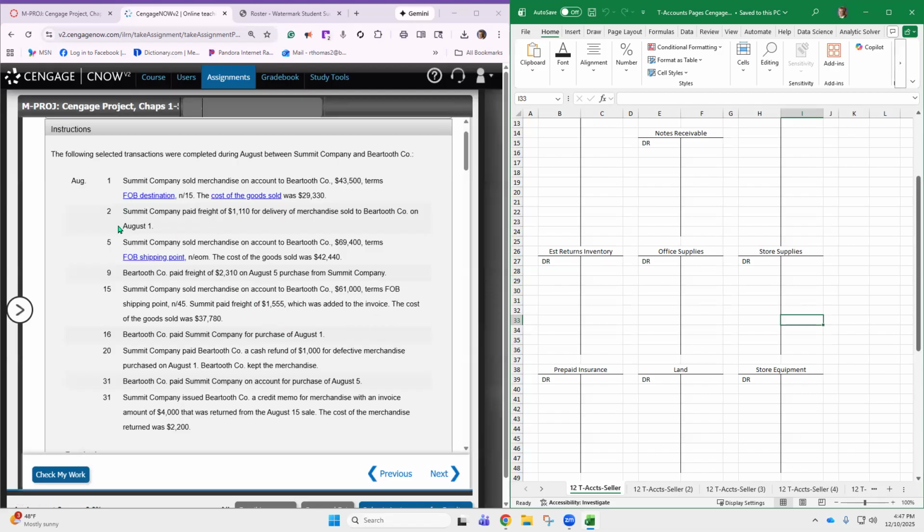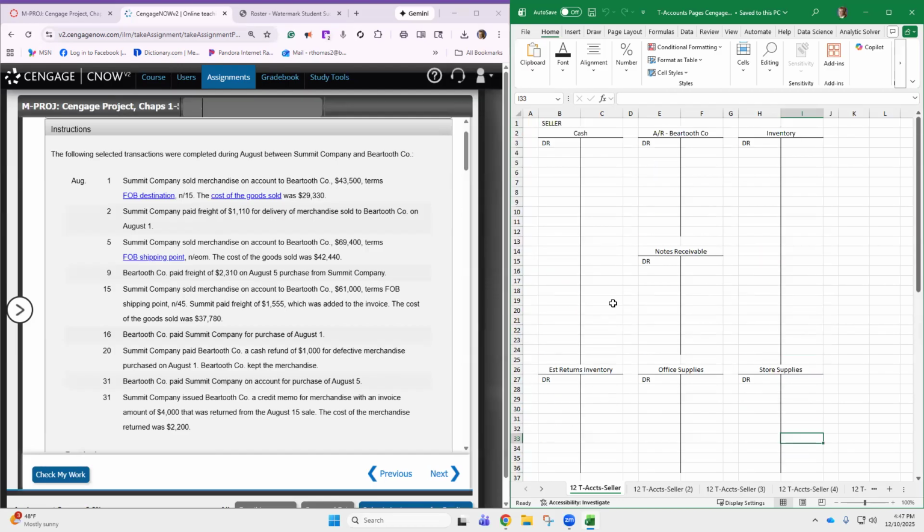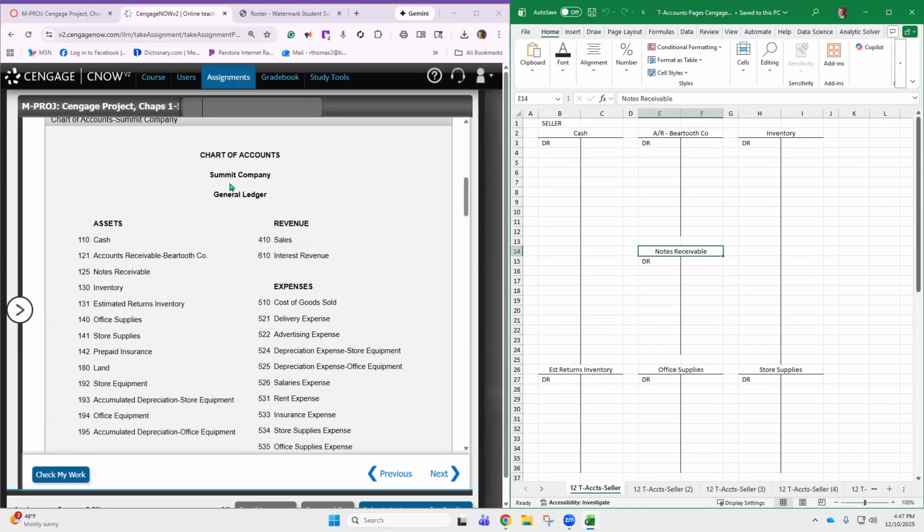Looks like we've got 1, 2, 3, 4, 5, 6, 7, 8, 9. We've got 9 transactions to take care of. No, we won't be using every one of these T accounts, but we've got them at the ready. And like I said, I just made those T accounts from their chart of accounts.